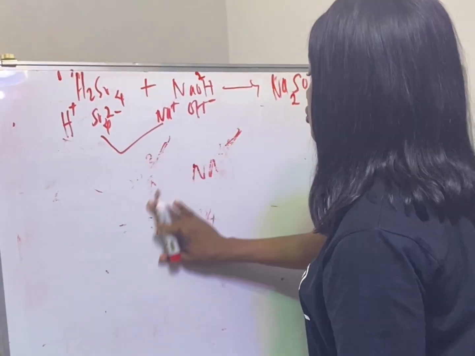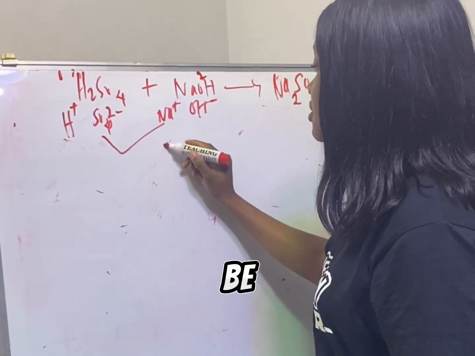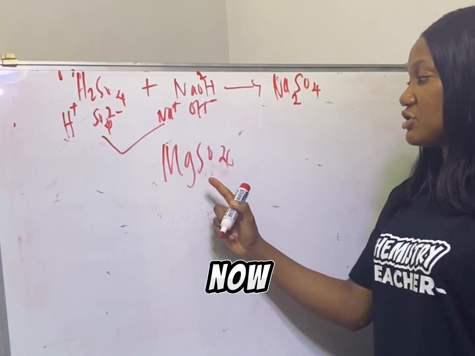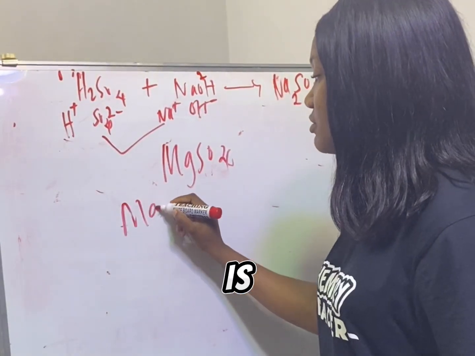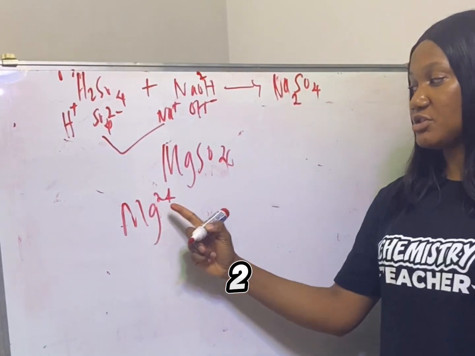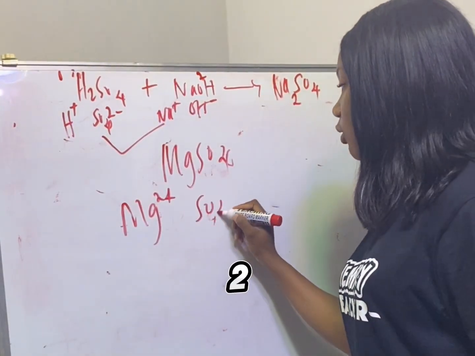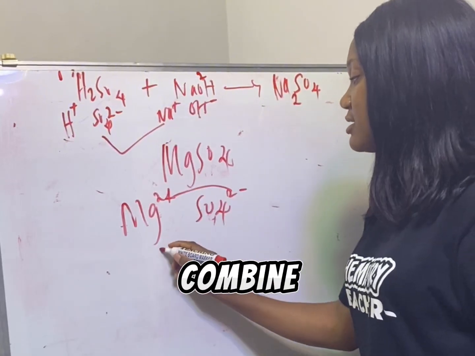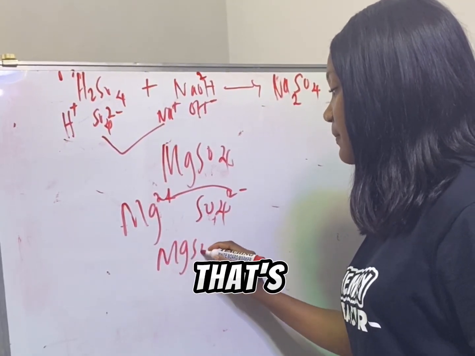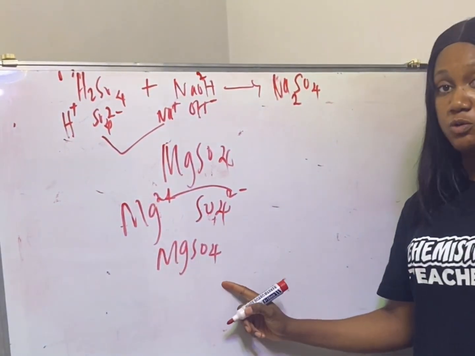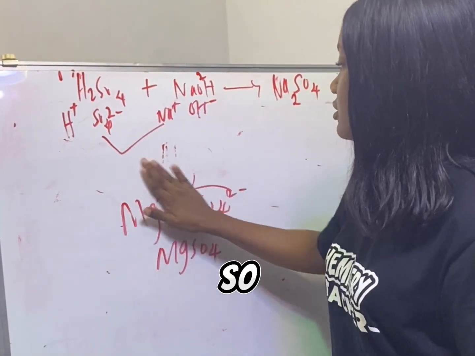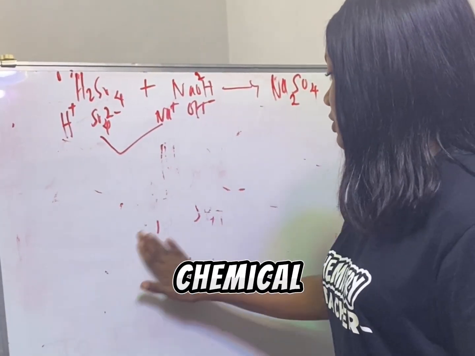A proper example would be the compound MgSO4. This is magnesium sulfate. Remember that magnesium is in group 2. It has an oxidation state of 2. SO4, of course, has 2 minus. So when these two combine, this would cancel out, and that's why you have MgSO4 here. Hope you get this. Hope you get it right. So we're going to clean this and we'll continue our chemical equation balancing.